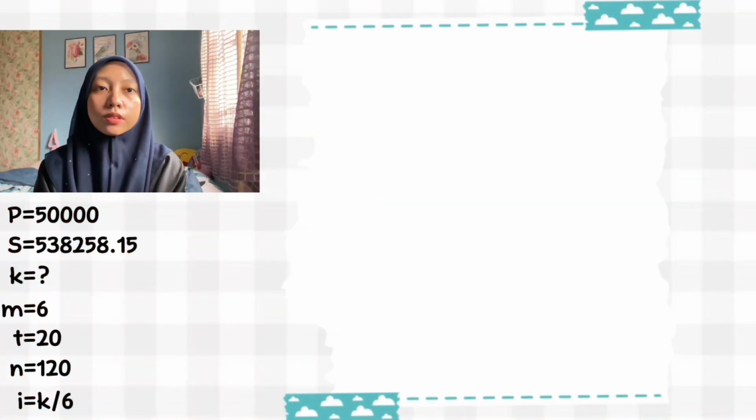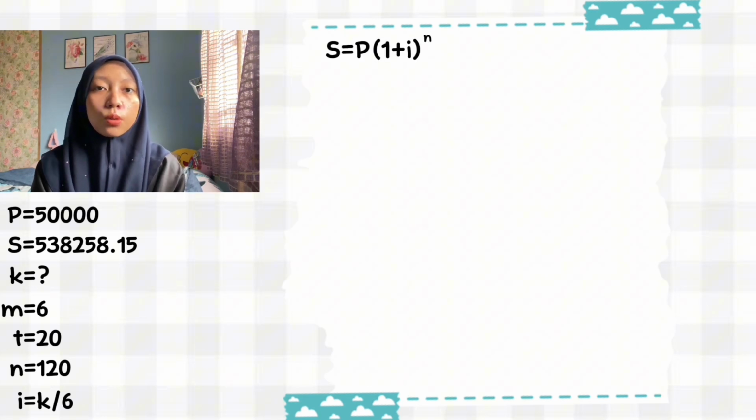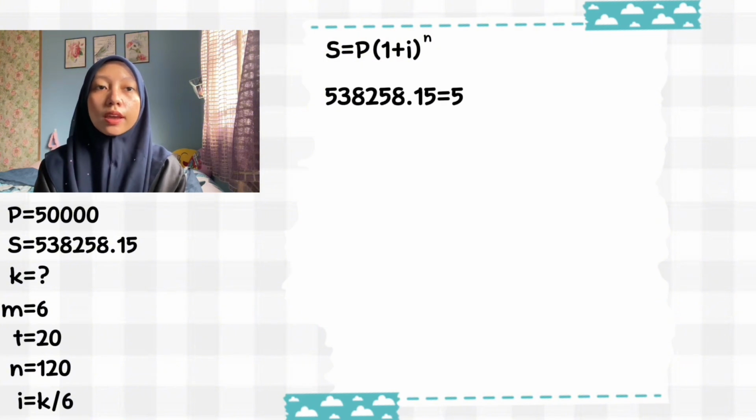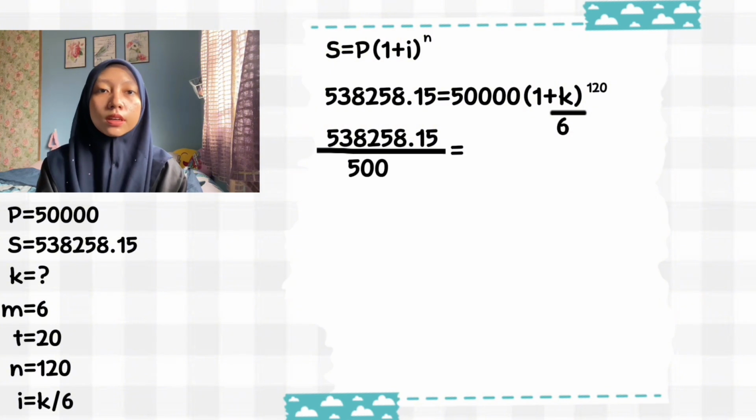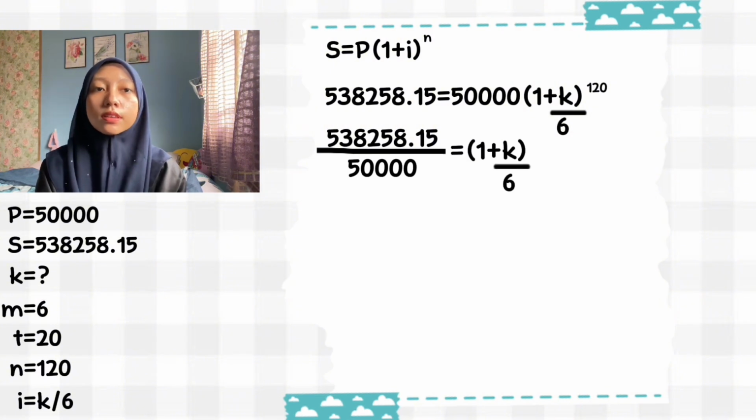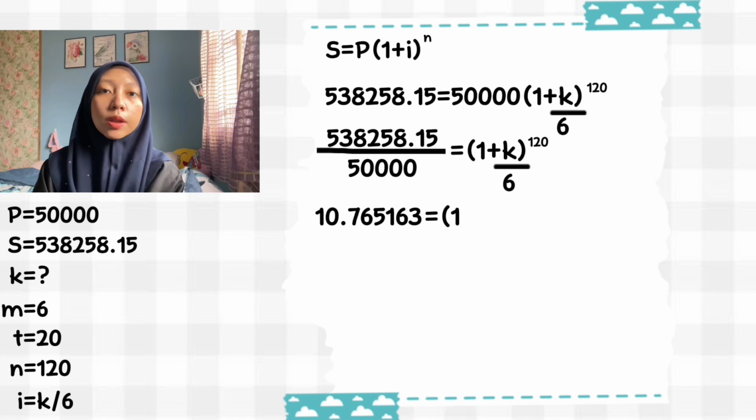The formula that I use is S equals P, open bracket 1 plus i, close bracket, to the power of N. So 530,258 and 15 cents equals 50,000 open bracket 1 plus K over 6 close bracket to the power of 120. Then we need to move 50,000 to the left side. It becomes 530,258 and 15 cents divided by 50,000 equals open bracket 1 plus K over 6 close bracket to the power of 120. The answer is 10.765163 equals open bracket 1 plus K over 6 close bracket to the power of 120.